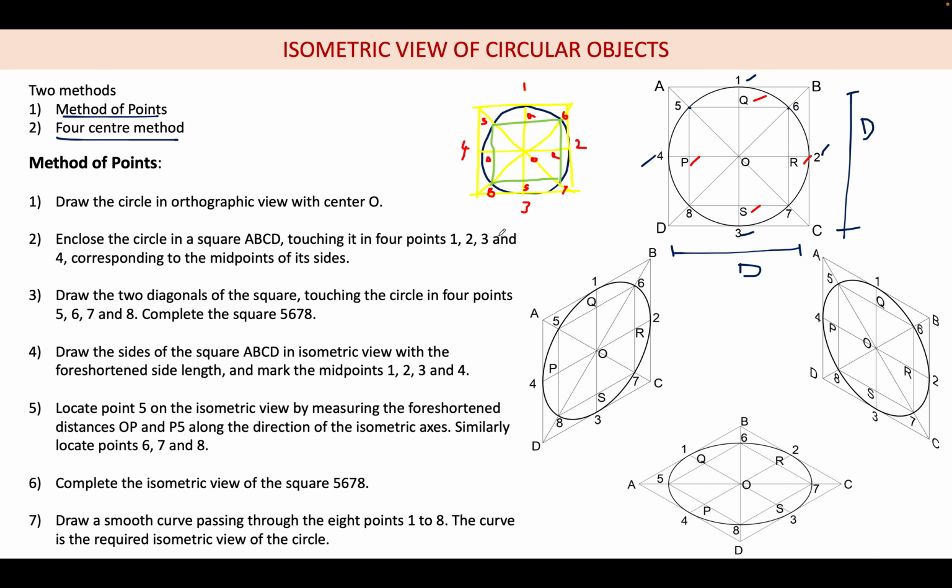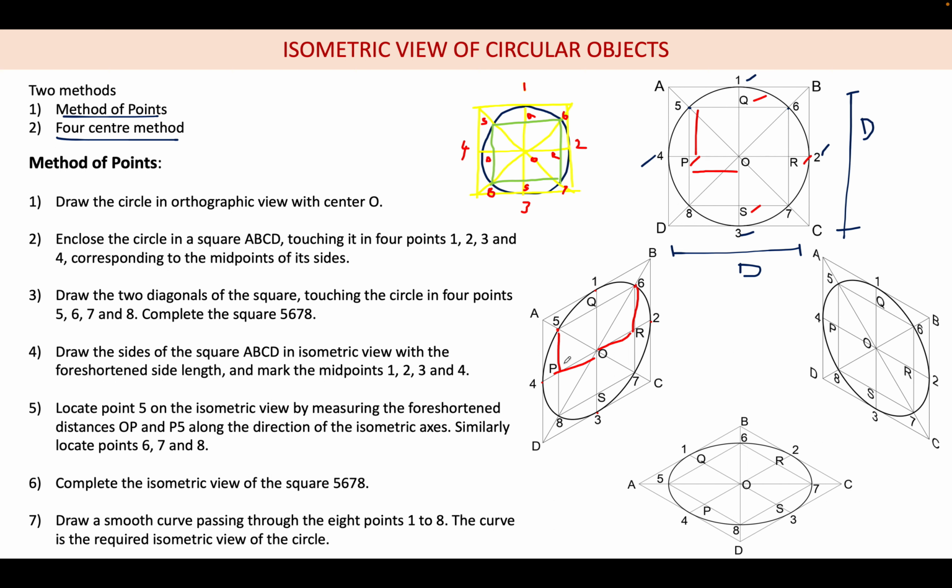This is the sequence. Now we are going to draw this square ABCD in the isometric, then mark the midpoints 1, 2, 3 and 4. So we have now got 4 points for the circle. Additionally we are going to measure this OP and this P5. So I am going to take OP in this direction and P5 in this direction, and I locate the point number 5. Similarly I locate the point number 6.